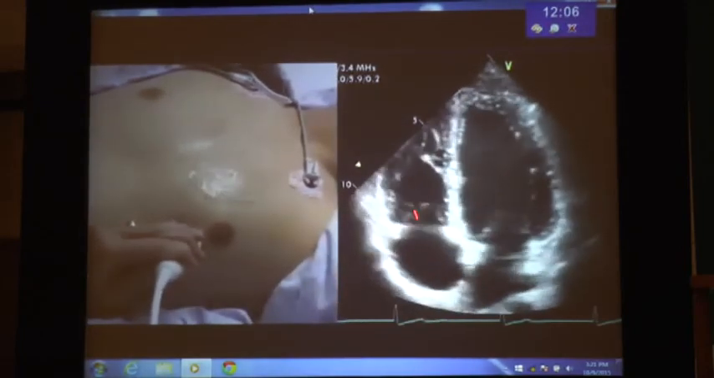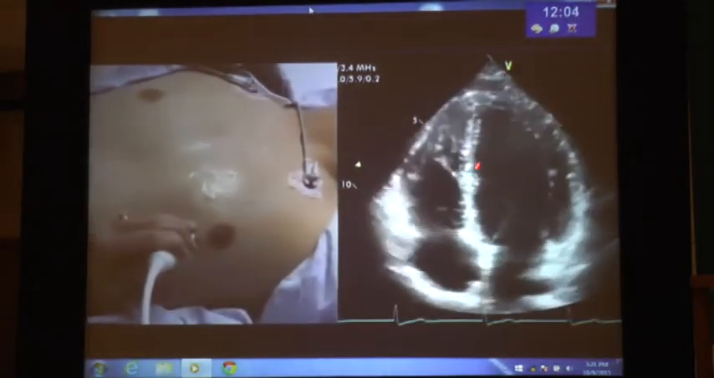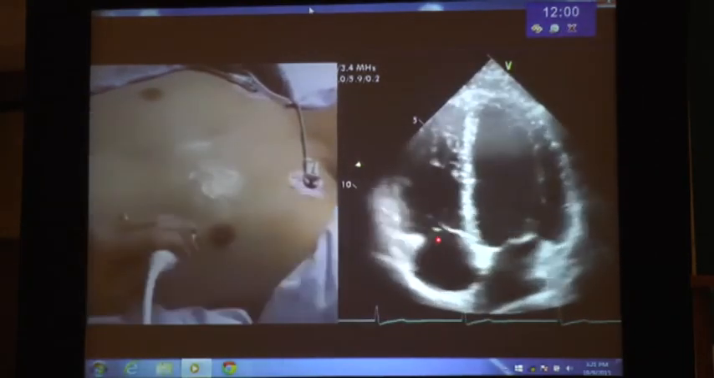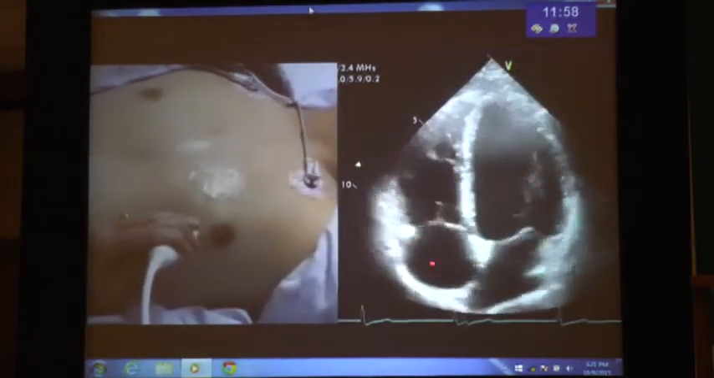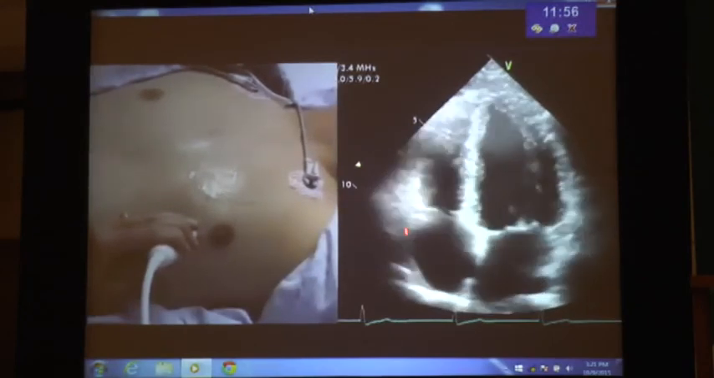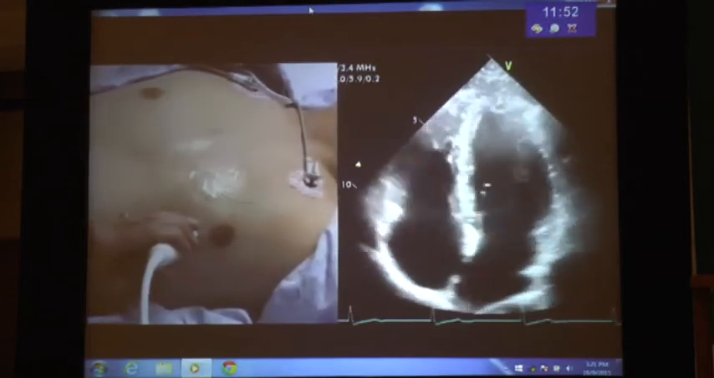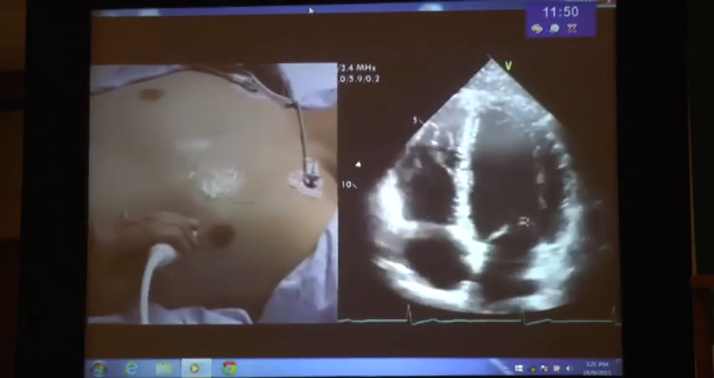The LA, the LV, the RA, the RV. The LV function is very good here. Mitral valve is good, there's no mitral stenosis. If you put color onto this, we can look for mitral regurgitation and tricuspid regurgitation. The tricuspid regurgitation is where we look for the PA pressures.